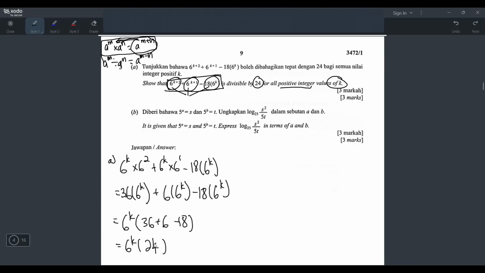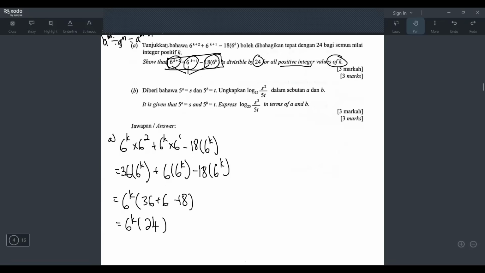After I get 24, then that's the answer already. Because they say show that this thing is divisible by 24, right? So it's shown already. Okay, so I'll just write shown.